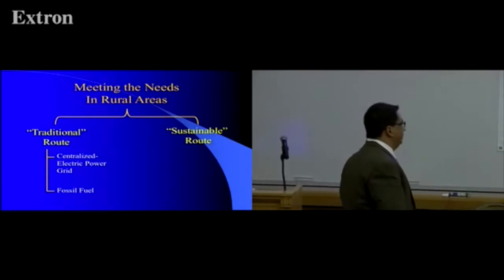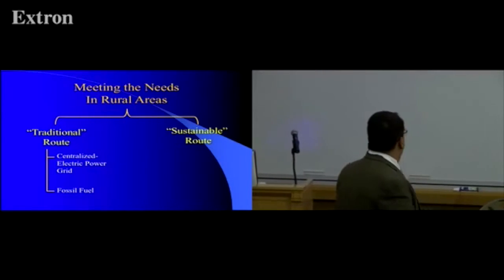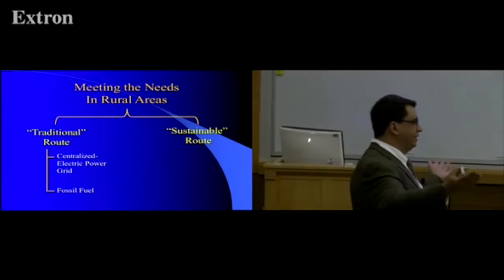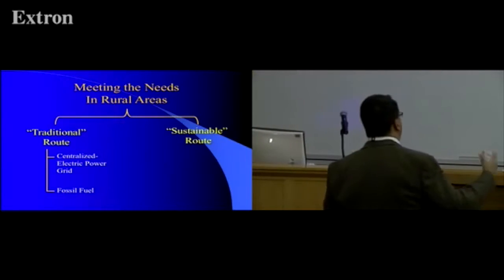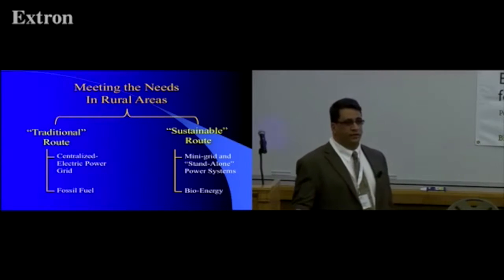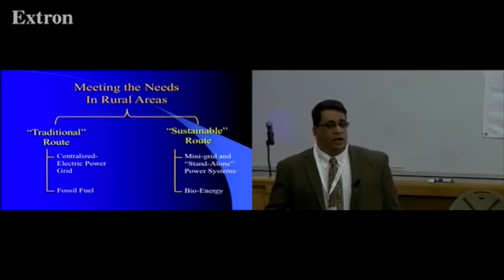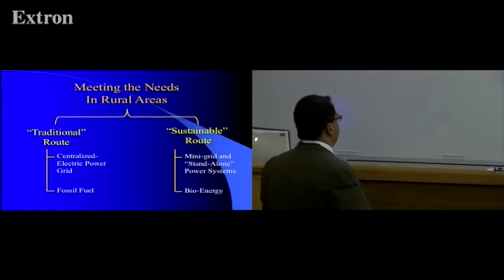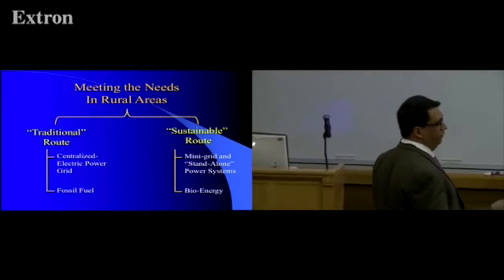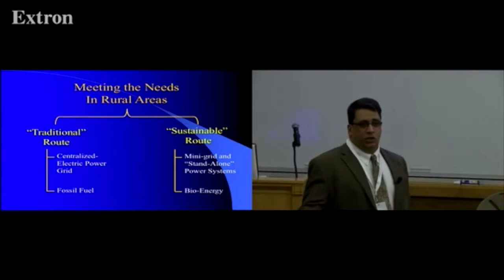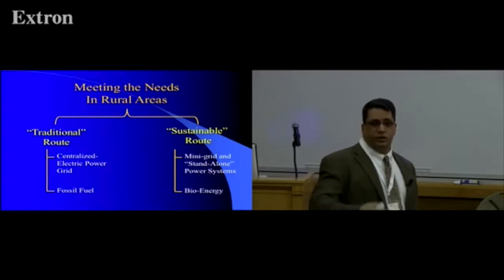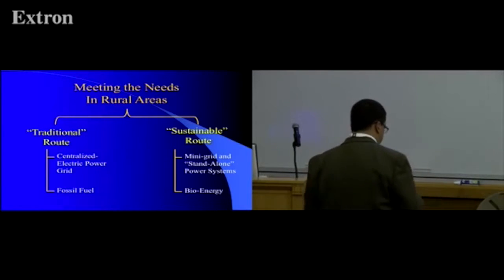So if you go the traditional route, this means you have centralized grids. And this means you're going to be using fossil fuels. So if you have a centralized grid with major power plants, then you simply just extend the grid. And then, of course, you're going to be using fossil fuel in this case. The sustainable route, on the other hand, is, instead of using centralized grids, you can use what's called micro or mini grids. Or better yet, you can use what's called standalone systems. And I'm gonna be covering this in a second here. And of course, you can use bioenergy. So if the population relies on biomass, you might as well just make them rely on biomass, but in a more efficient way. So this way, they're not producing too much pollution, and they're not harming themselves a lot.